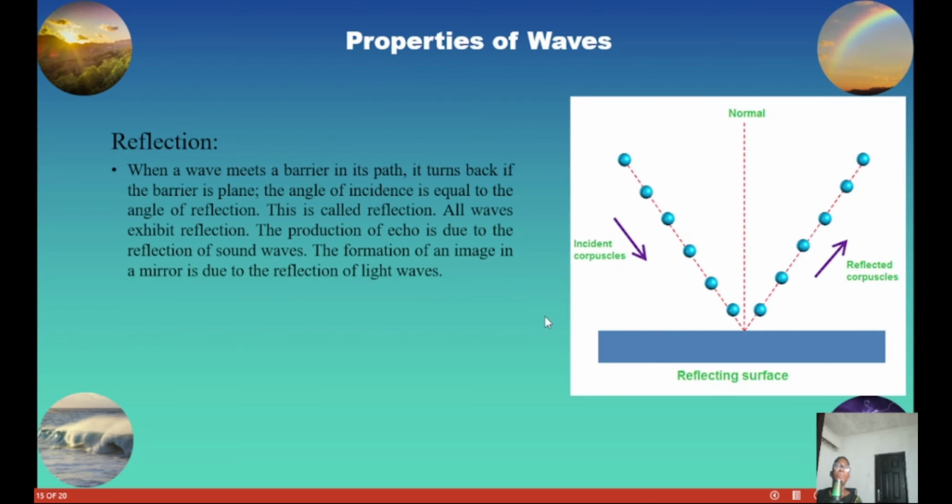So now we are going to the properties of waves. The properties of waves. So the first property we are going to look at today is the reflection. So when a wave meets a barrier in its path, it turns back. If the barrier is plane, the angle of incidence is equal to the angle of reflection.